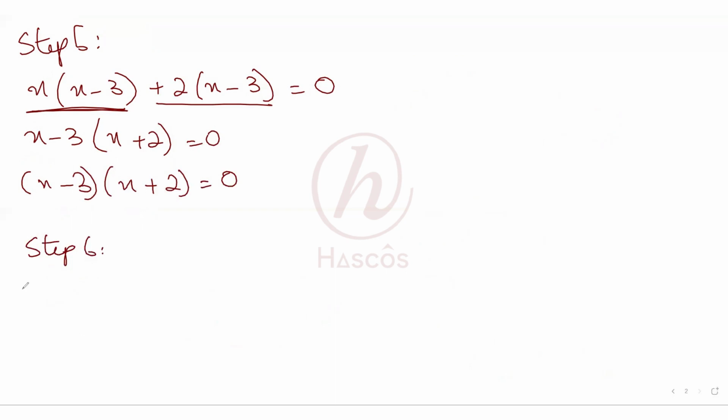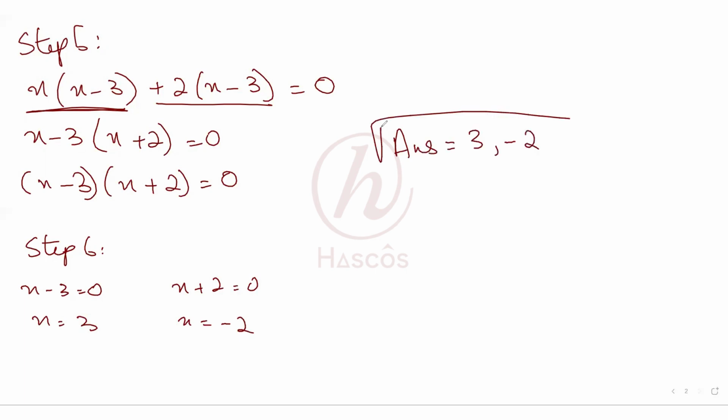Step number 6, solving each of them separately with 0. x minus 3 equals 0, x is equal to 3, x is equal to minus 2. Answers are 3, comma, minus 2. And this is our final answer.